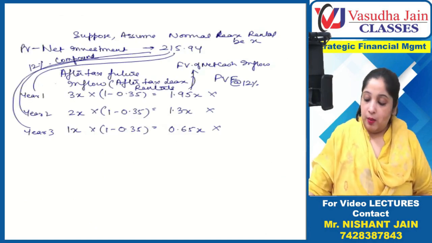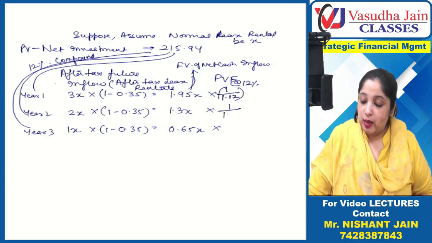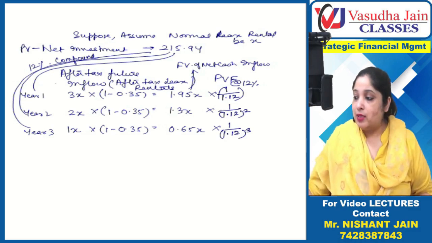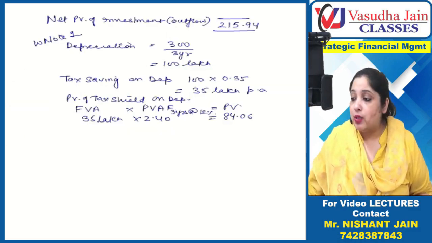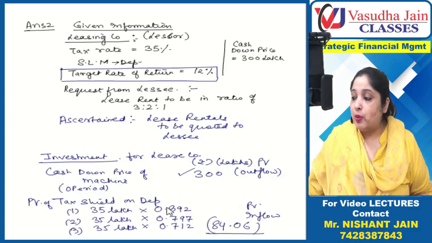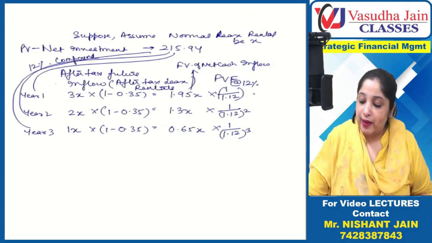This is basically what you have to do on the calculator: 1 divided by 1 plus r. So 1 plus 0.12, so 1.12. Then 1 divided by 1.12 square and 1 divided by 1.12 cube. You understand? These are the figures I have written, what you have to do on the calculator. These figures will come 0.892, 0.797, 0.712. So if you multiply these figures with this, you will get the present value.